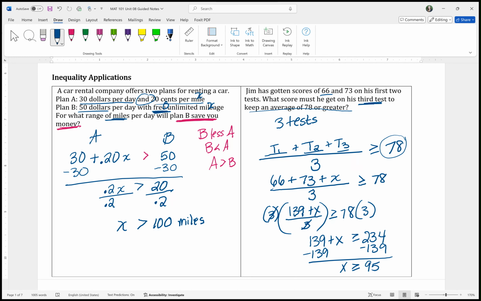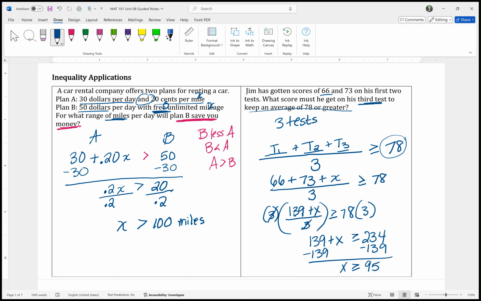Now, I do want to say this. In the homework, you may get a number that is greater than 100. Okay, so like for example, like I just said, if I said what would he need to make on the third test to get an 80 or greater average? And it came out to be 101, that might actually be the answer. That might be the answer in the homework. And that might be the answer in real life.